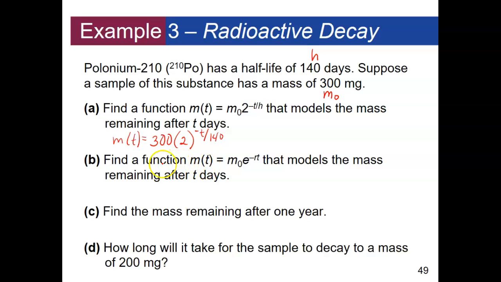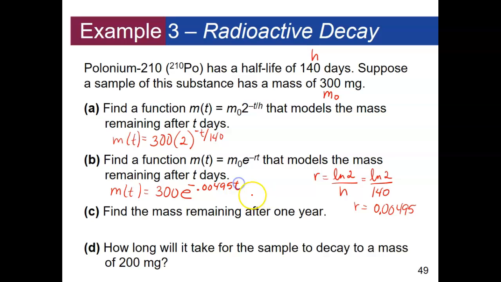Okay, the next one, find a function using this model. So we're going to have m of T. We're still going to put 300 in for the initial starting value. We don't substitute anything in for the e. I need to figure out what the R is, and we said that R is the natural log of 2 divided by H. So that's going to be the natural log of 2 divided by 140. When I do that calculation, I'm going to get R equals 0.00495. We are going to need to carry this to several decimal places, and it should specify in WebAssign exactly how many decimal places. So here I'm going to take this R and substitute it in here. So I'm going to have negative 0.00495 and leave the T in since it's our model here. So this is going to be the function that models the mass remaining after T days.